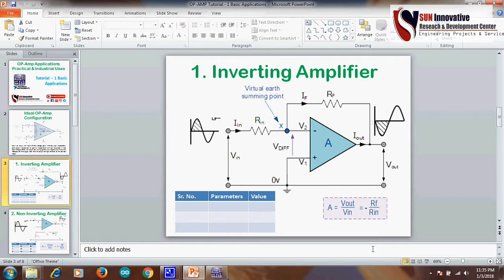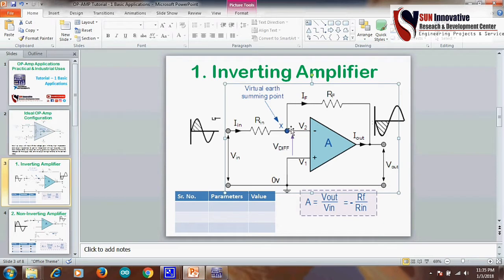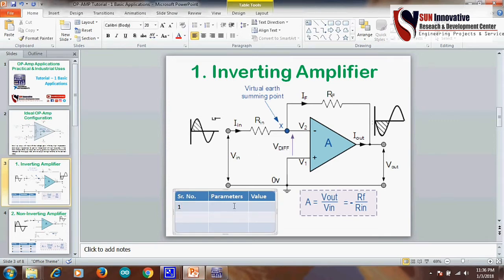So now let us start, and one more thing, this is the equation of the inverting amplifier. This is how the voltage gain is set for the amplifier: A is equal to minus Rf divided by input resistance. Now let us verify the design data of the inverting amplifier. Take the parameters of the amplifier. R input is equal to 1 kilo ohm, Rf feedback resistance is equal to 10 kilo ohm, and input voltage VDC is 2 volts.